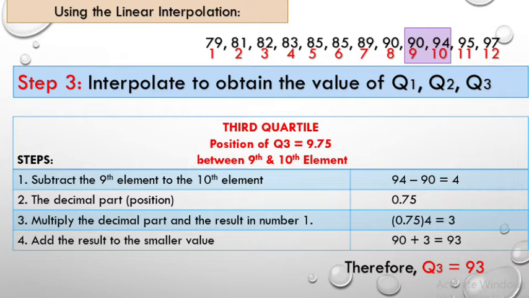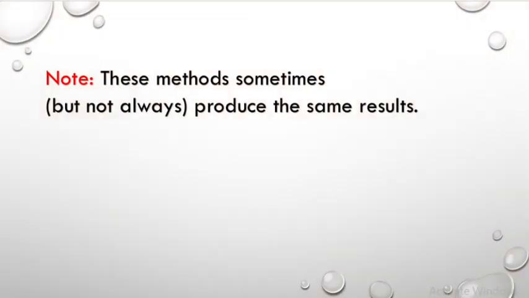And then, that 3 ay i-add po natin sa element na may smaller value, which is the 9th element, 90. So, 90 plus 3 is equal to 93. Therefore, our quartile 3 is 93. So, hindi rin naman po siya masyadong malayo dun sa kaninang nakuha natin using our first method. Kaya nga po, lagi pong pinapaalala sa atin na this method sometimes but not always produce the same results.